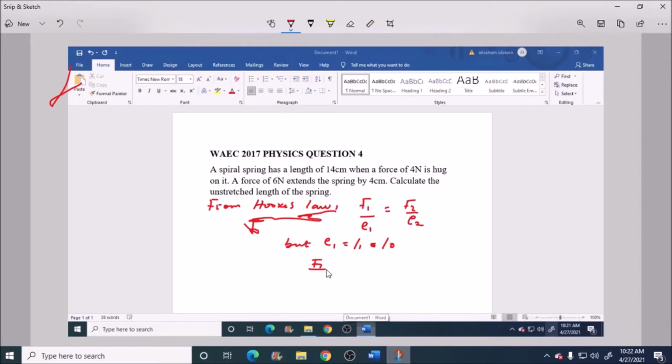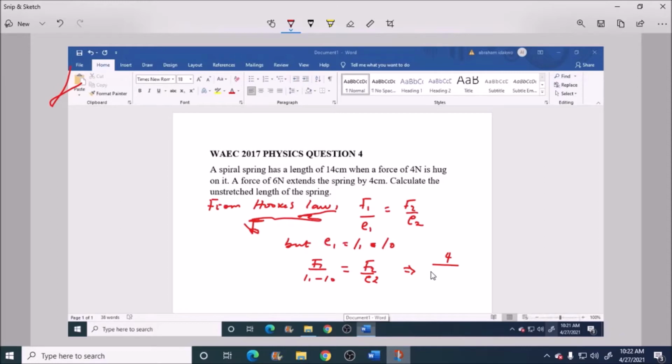This will give us 4 over 14 minus the original length is equal to 6 over 4. So if you cross multiply, we have 6 into 14 minus original length equal to 4 times 4, which is equal to 16.